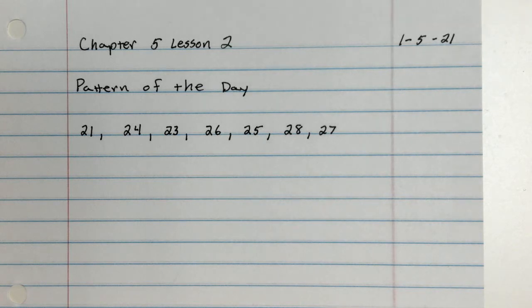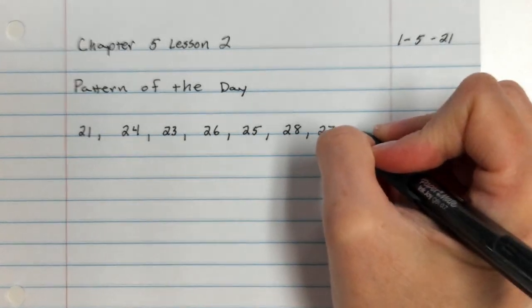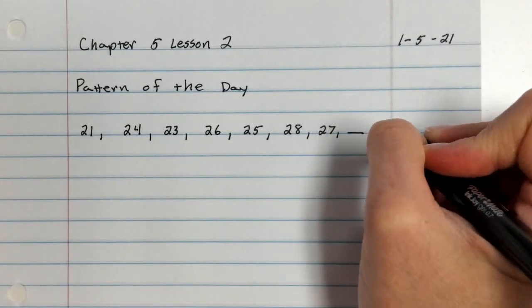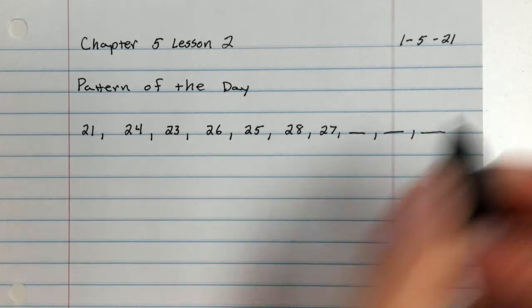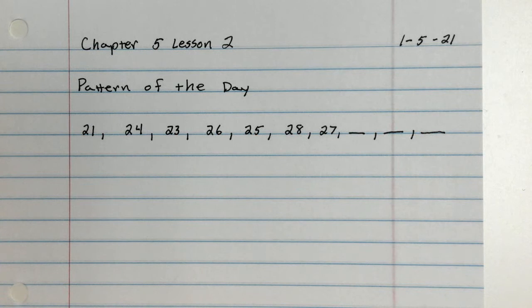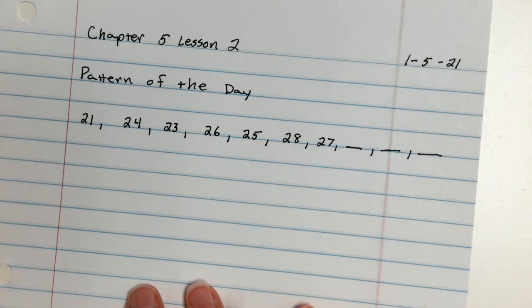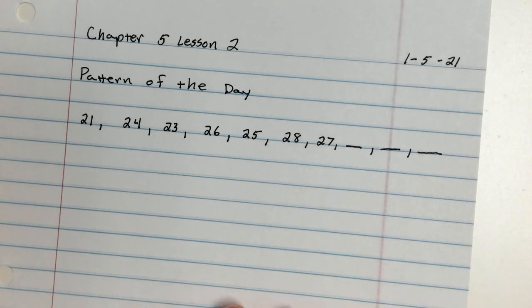Alright, we're looking at our pattern of the day. So I want you to look at the pattern and see if you can figure out the next 3 numbers, and if you can figure out my rule. When you think you know, go ahead and write down your next 3 numbers. It goes 26 and then 25.